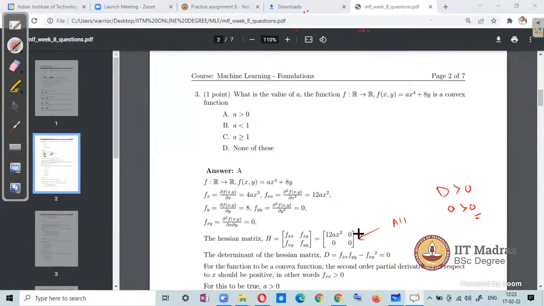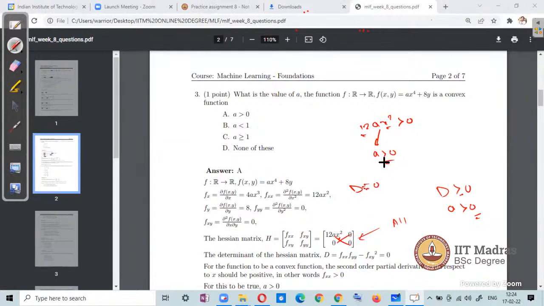Okay, so this is your Hessian matrix, and we are able to see 12a x square. Since the matrix is positive semidefinite, the determinant should be greater than or equal to 0. We can check here that the first value is 12a x square, and it would be a convex function if this value is greater than 0. Since 12 is already positive and x square is also positive, a should be greater than 0. Okay, one condition we got from here. The second condition we should check is the determinant equals 0. So 12a x square into 0 will be 0, so your determinant will always be 0.